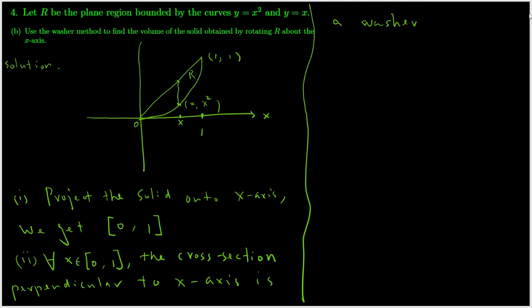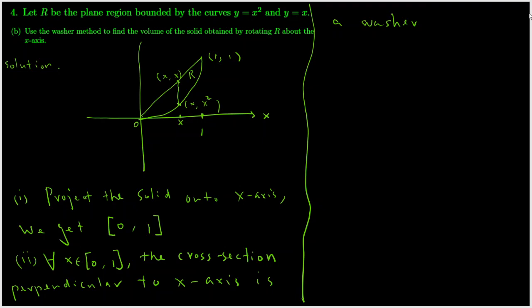And likewise, this point has x coordinate of x. If the x coordinate is x, what is the y coordinate? Please. The line has the equation y equals x. Any point on that line, the x coordinate and the y coordinate are the same. So does that make sense? The y coordinate is also x. Again, you rotate the little line segment around the horizontal axis, you have the washer.